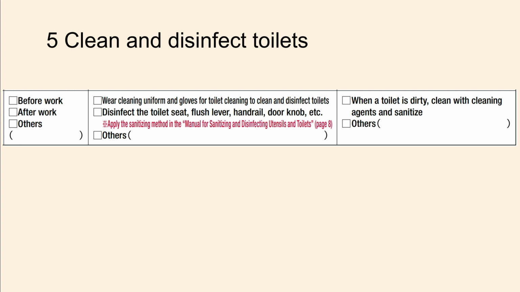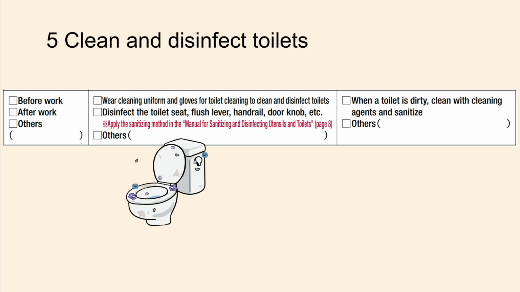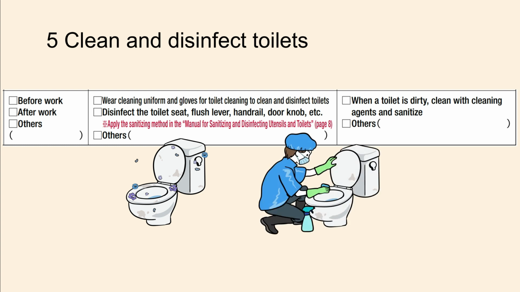Toilets are the most likely place to be contaminated by a variety of harmful microorganisms, including norovirus and pathogenic E. coli. Food can be contaminated through the hands of employees who use the restrooms. So, wear purpose work clothes and gloves to clean and disinfect toilets. In particular, carefully disinfect toilet seats, flush levers, handrails, and doorknobs.